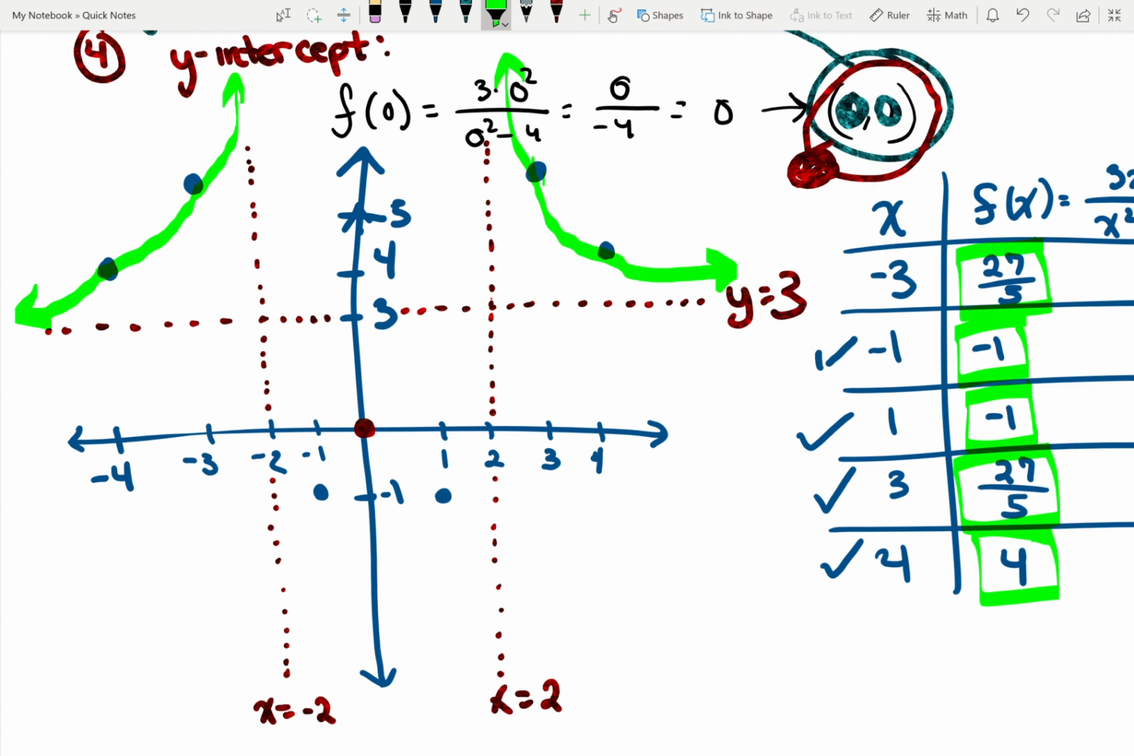So try not to do something like this where you're veering like this. No, that's a mistake. They're going to come pretty close to our vertical asymptote, but they're not going to touch it.